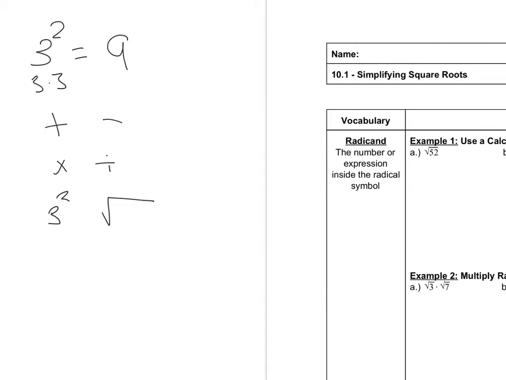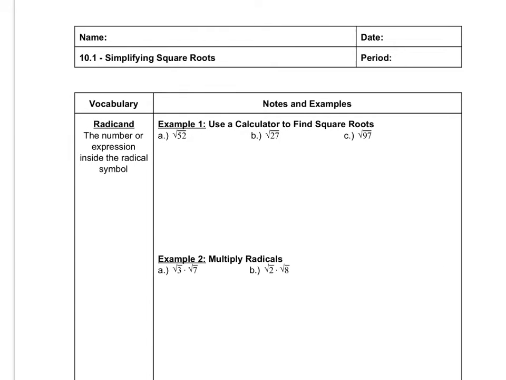So just to give you a little idea there, we've got over here the radicand. That's the number or the expression inside the symbol. So like 52, 27, 97, its proper term is called the radicand.